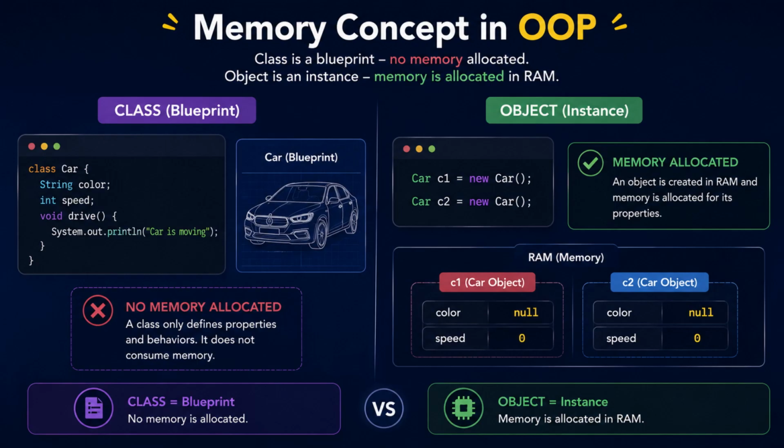A class itself does not occupy memory when defined. It's just a template. Memory is only allocated when we create objects. On the screen, you can see memory blocks appearing when objects are created. Each object gets its own memory space, which is why changes in one object do not affect another.